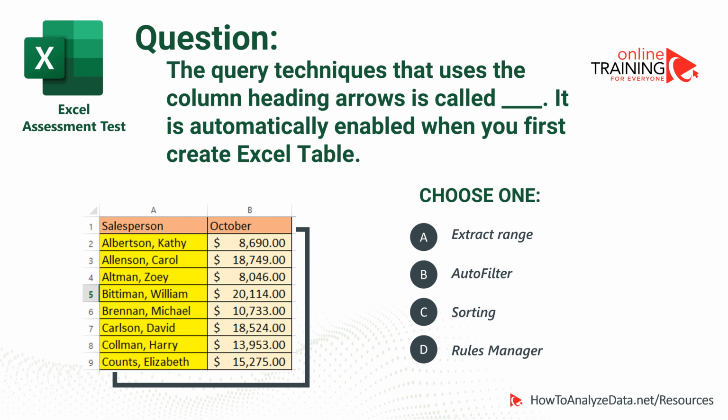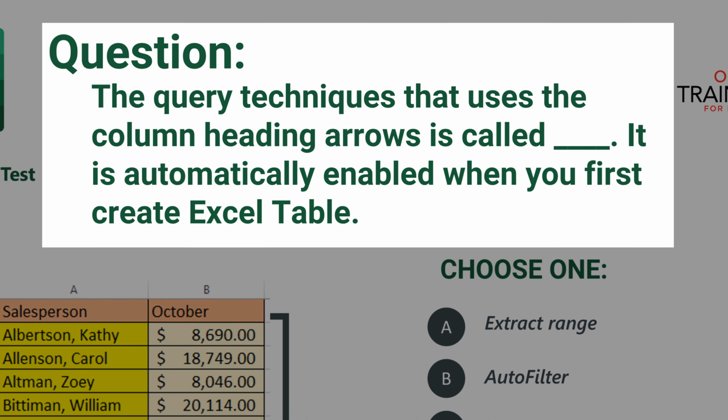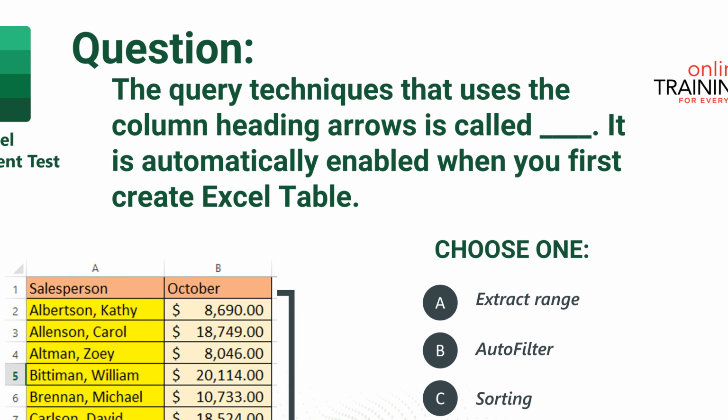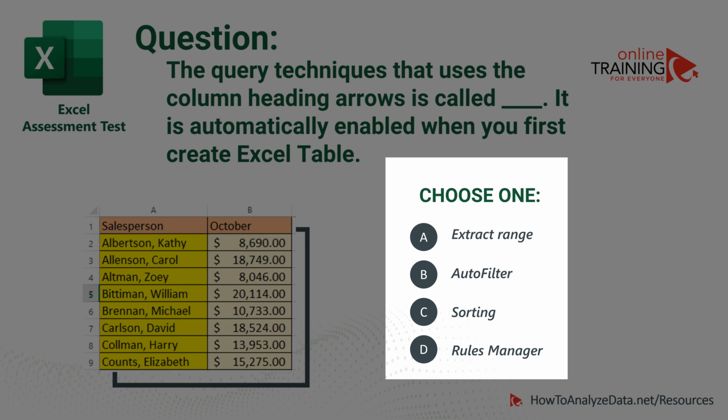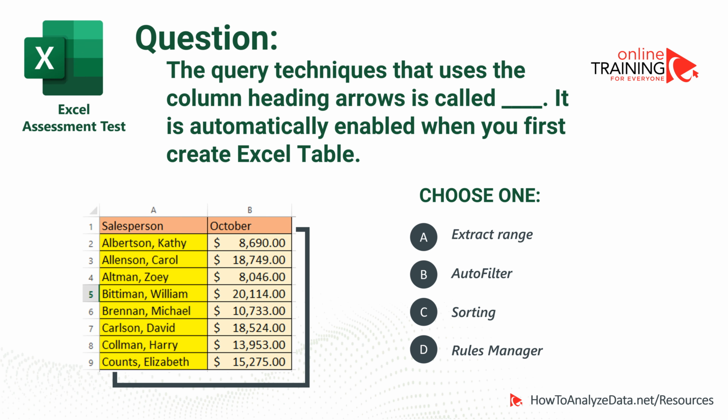Let's take a look at the question, which tests your knowledge of Microsoft Excel tables. The query technique that uses the column heading arrows is called, and then you need to fill in the blank. It is automatically enabled when you first create an Excel table. And there are 4 choices: extract range, auto filter, sorting, and then rules manager. Which one would you choose?